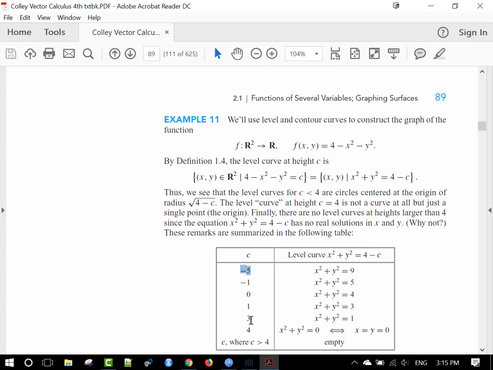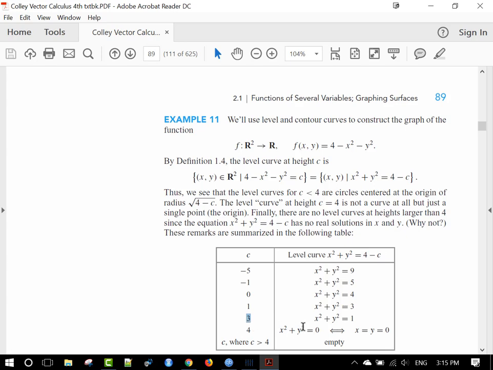When c equals 3, we're cutting the surface with a horizontal plane of height 3. So when we put 3 in for c here, we get this. So what is this? This is a circle of radius 1.